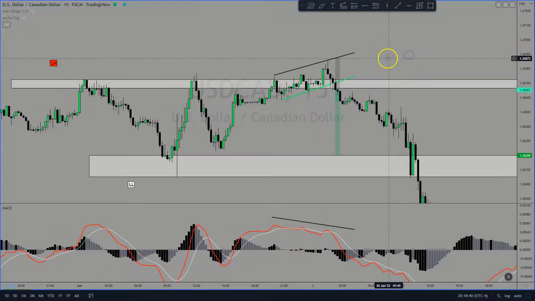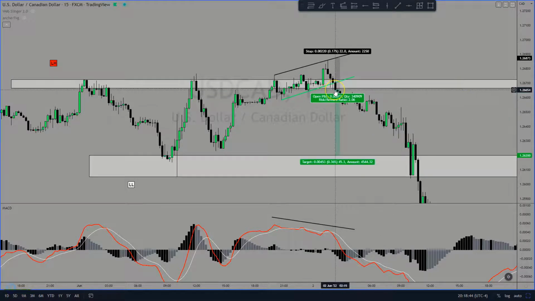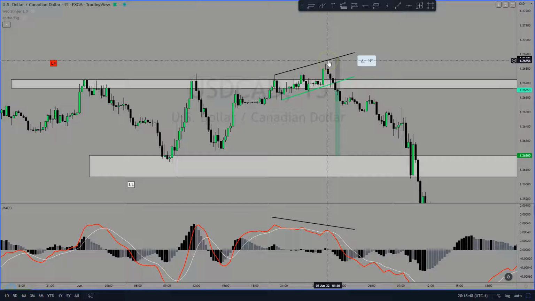So when price breaks and closes below the trend line, I'm able to enter this trade here. I place the stop loss just a few pips above the high, and I'm targeting the beginning of the demand zone, defining the lower low of the 4-hour trend at that time. So I enter this trade.